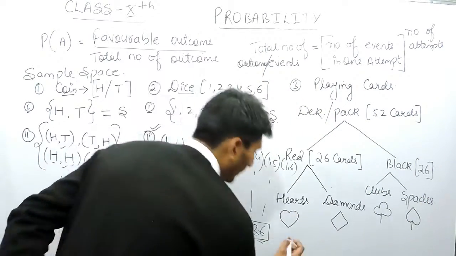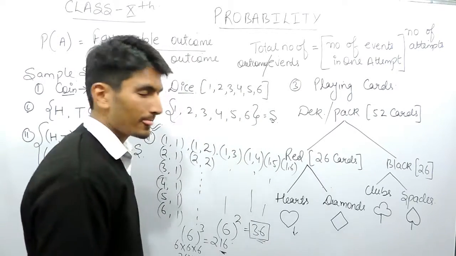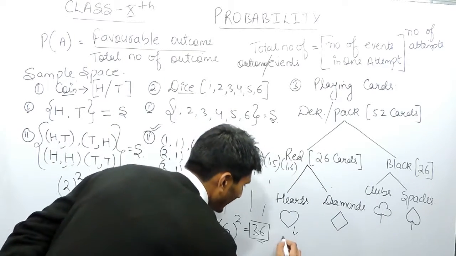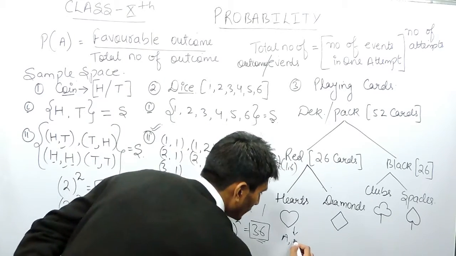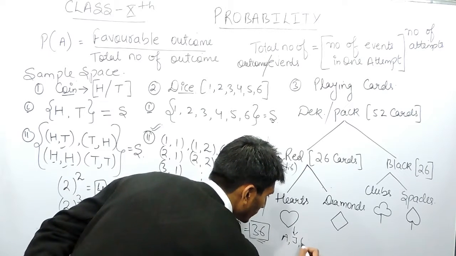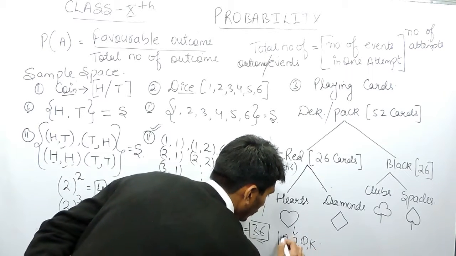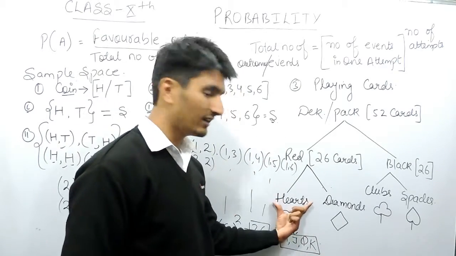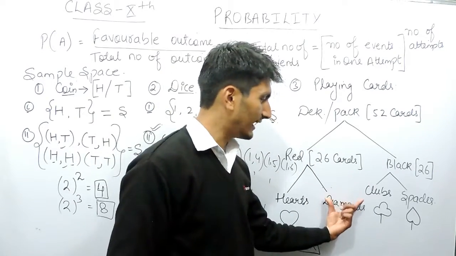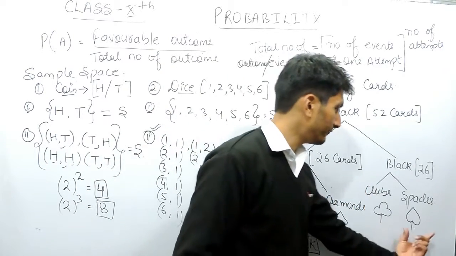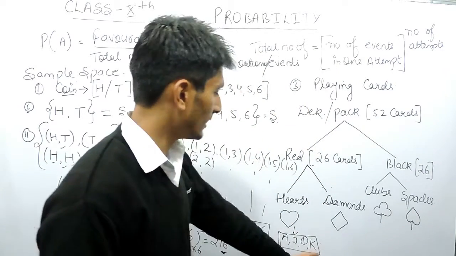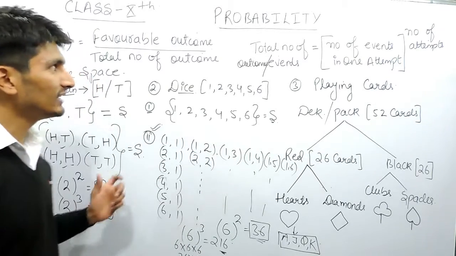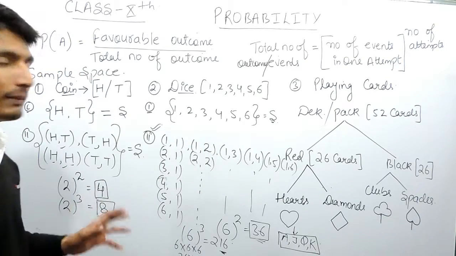And in a heart there are 4 face cards. Face cards are basically those cards on which a face is shown. So ace is the first face card, then J, Jack, Queen and King. These 4 are known as face cards. So there will be 4 face cards in hearts, 4 in diamonds, 4 in clubs, and 4 in spades. So these are known as face cards. So this is how you can find the number of total outcomes, or you can say the sample space.